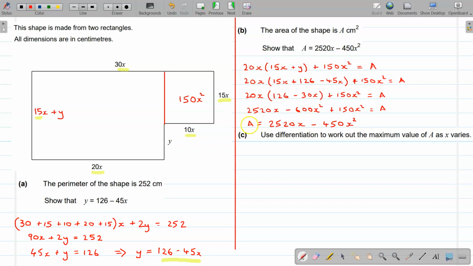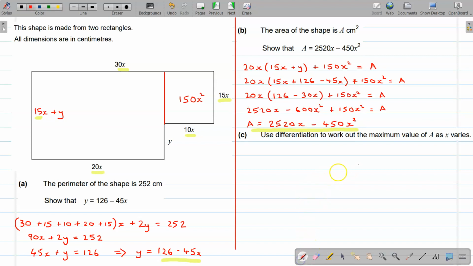So in these show that questions, you've got to put the working down. That's how you get the marks. Okay, you can't just take shortcuts. So it will require a lot of writing, but just step by step.